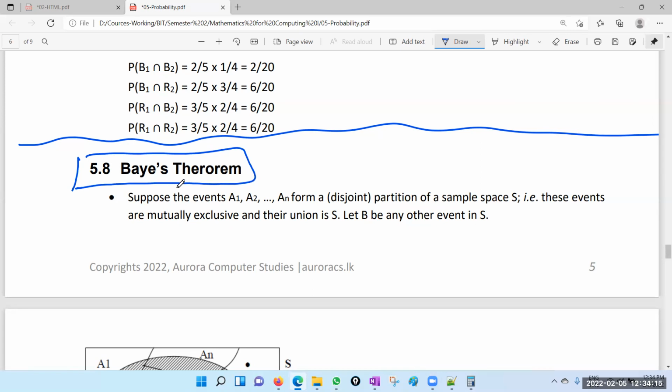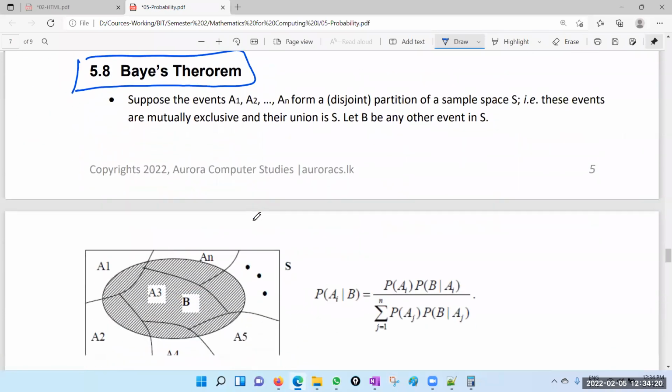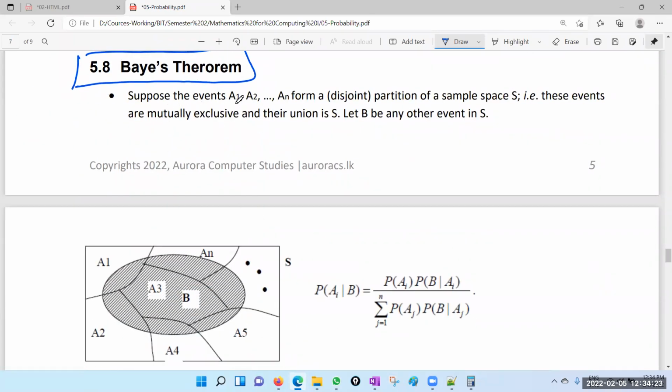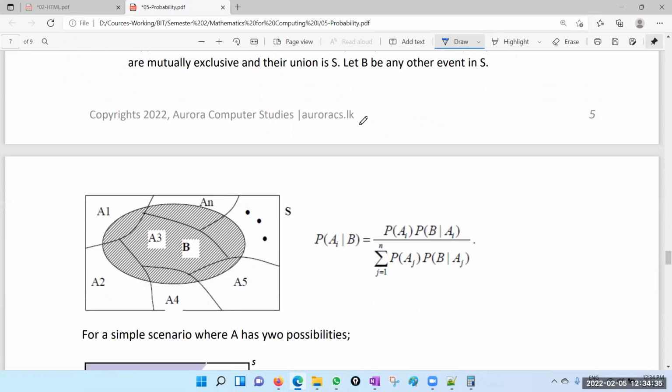So you have to pay a little bit of attention here and understand what Bayes theorem is. Suppose that we have events A1, A2, A3 up to AN, which form a partition of the sample space, and they are disjoint. They are disjoint, or mutually exclusive. They are not overlapping. A1 is not overlapping with A2. A3 is not overlapping with the others.